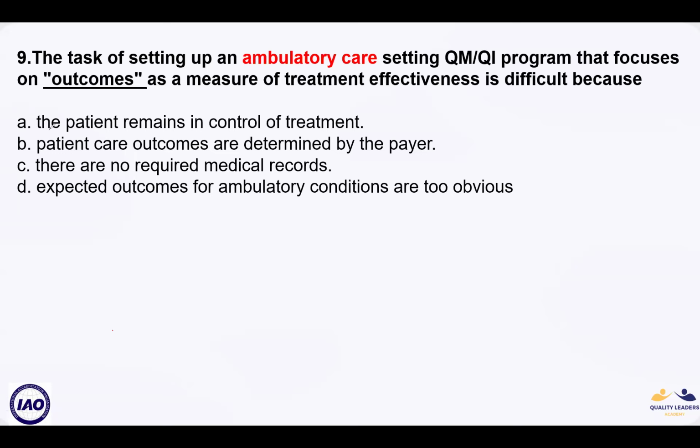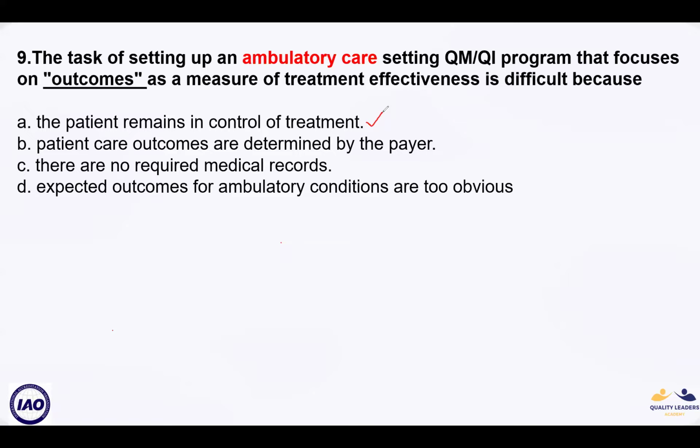So here, option A, the patient remains in control of treatment. Once the patient leaves the OPD, they will decide if they are going to take the medications. They are going to decide whether they're actually going to change the diet as advised or whether they are returning for follow-up. And we all know outcomes depend heavily on the patient's behavior in ambulatory care, because there is no one watching. The patient is in complete control of his treatment. This is a possible answer.